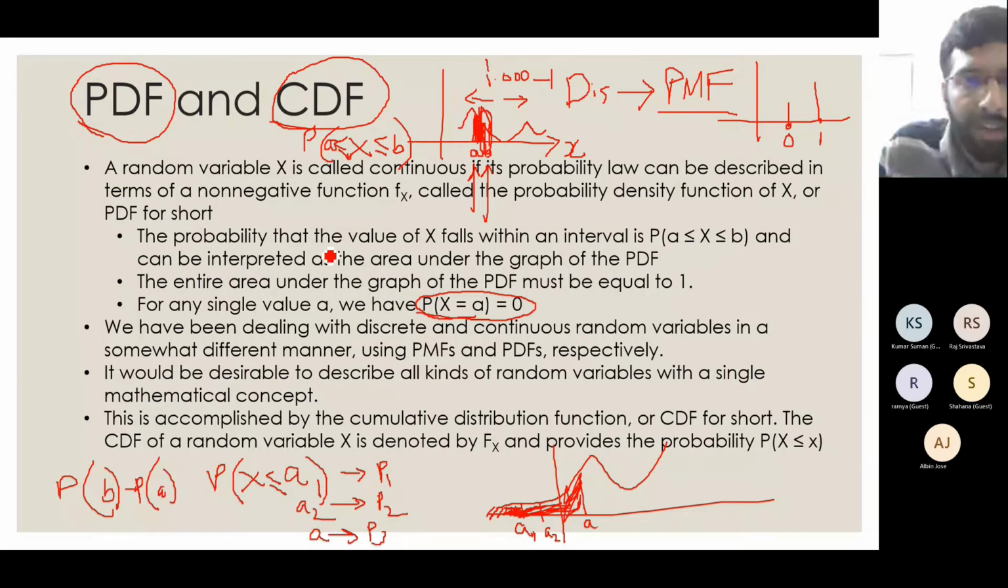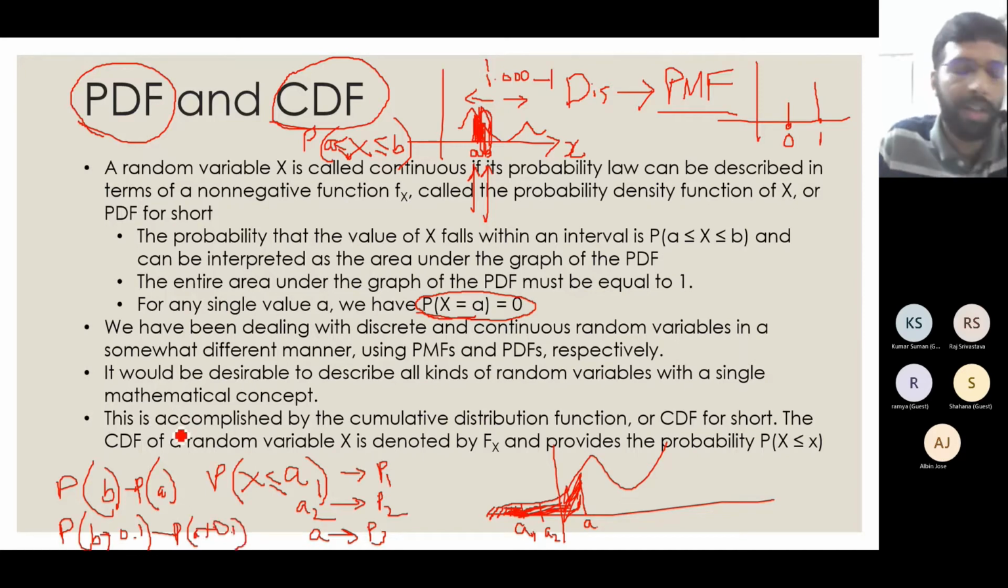Now, if I shift like I told in the previous example, and I want the area between a plus 0.1 and b plus 0.1, then again I will have values corresponding to b plus 0.1, from which I can just subtract the value at a plus 0.1. So with a single function, I can characterize my entire distribution. That is the advantage of the cumulative distribution function, and it is applicable for discrete as well as continuous distributions. That is one basic concept.